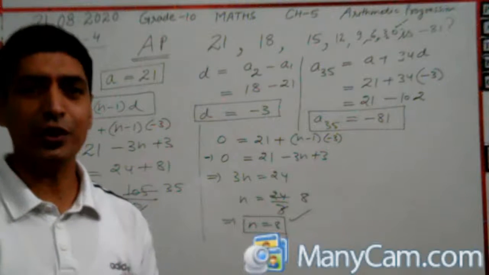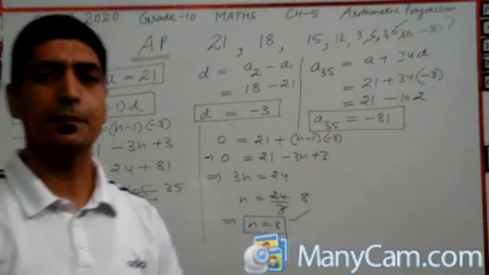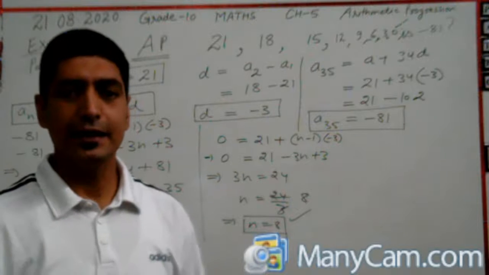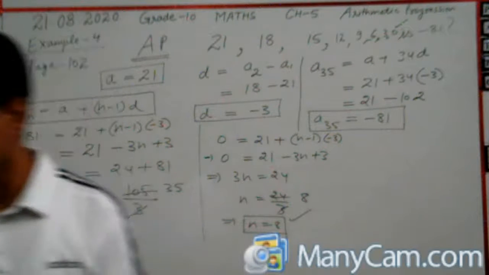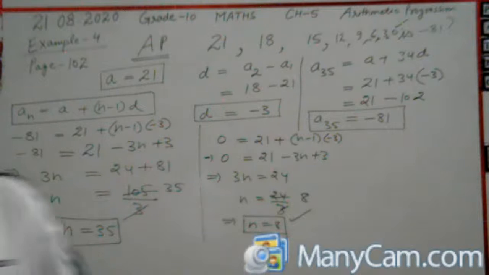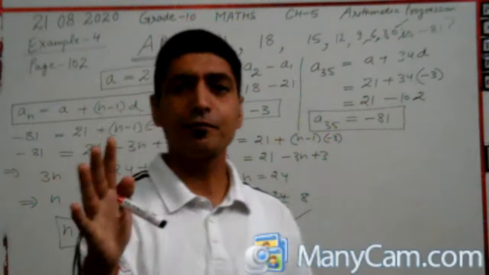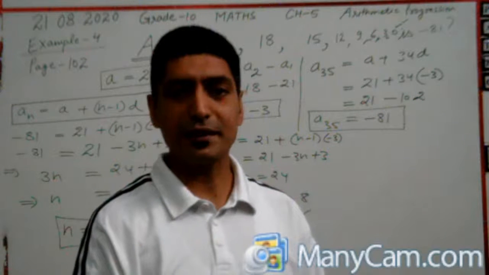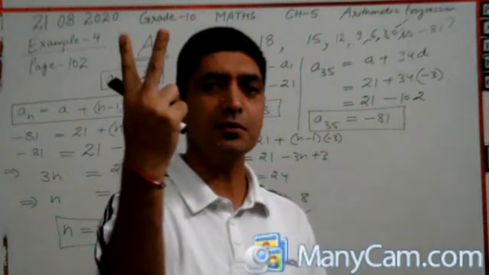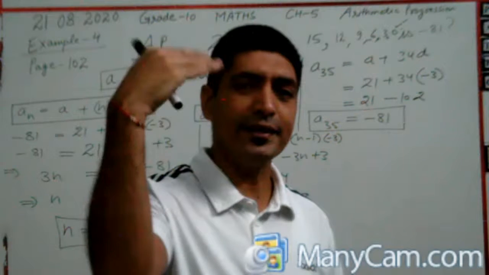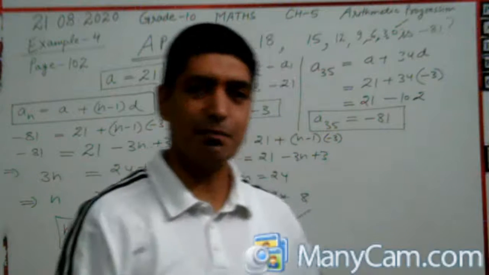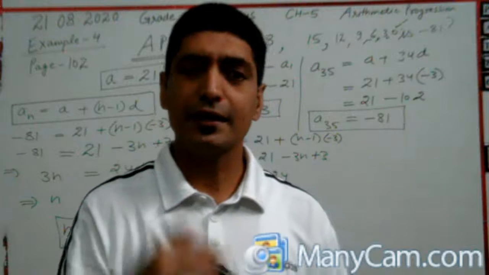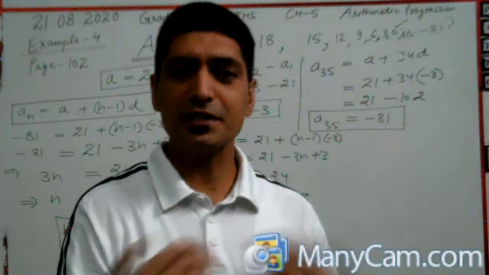Now, a very important example and a very simple example, example number 5. Most of the questions are of this kind. Here I am reading the statement for you: Determine the AP whose third term is 5 and seventh term is 9. Find the AP. Now we are given only two terms and we have to find the AP. This question is very simple. We can write A3 is equal to A plus 2D and A7 is equal to A plus 6D.